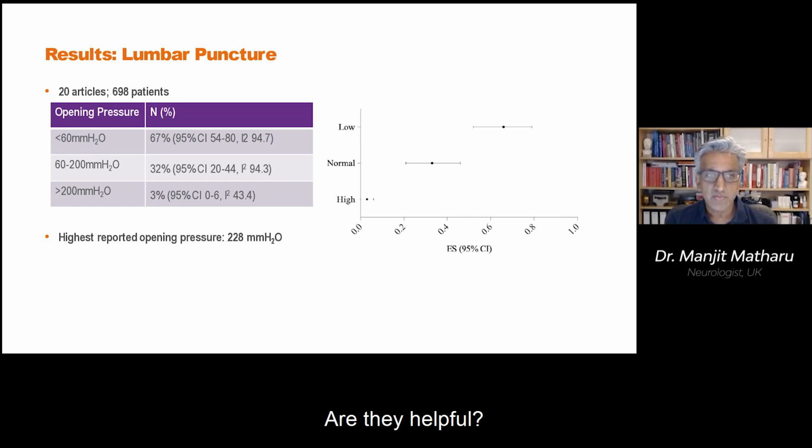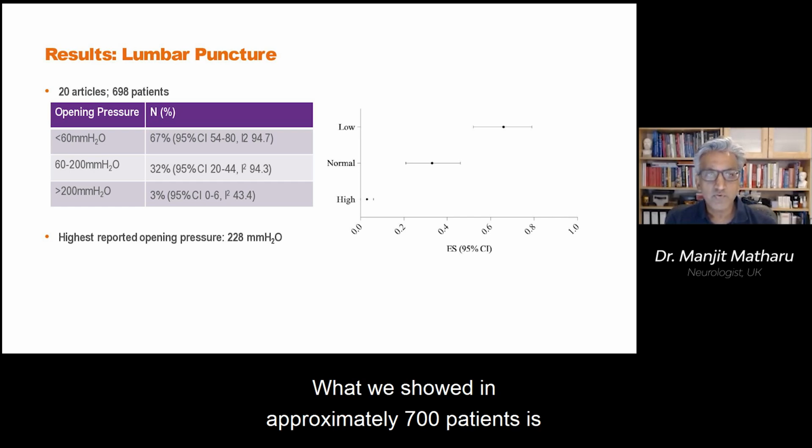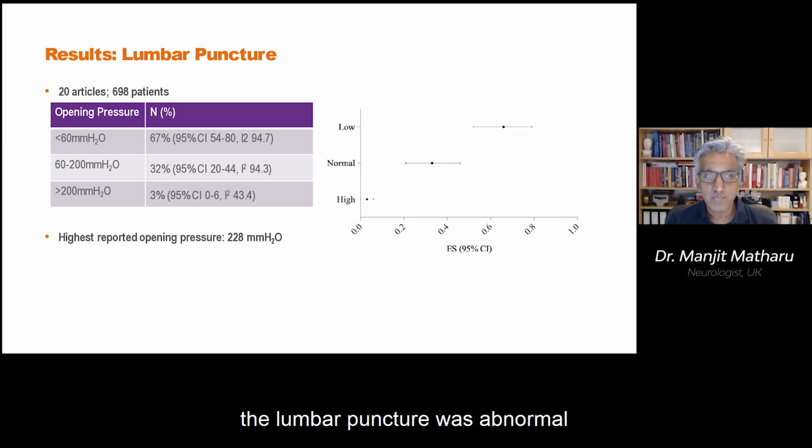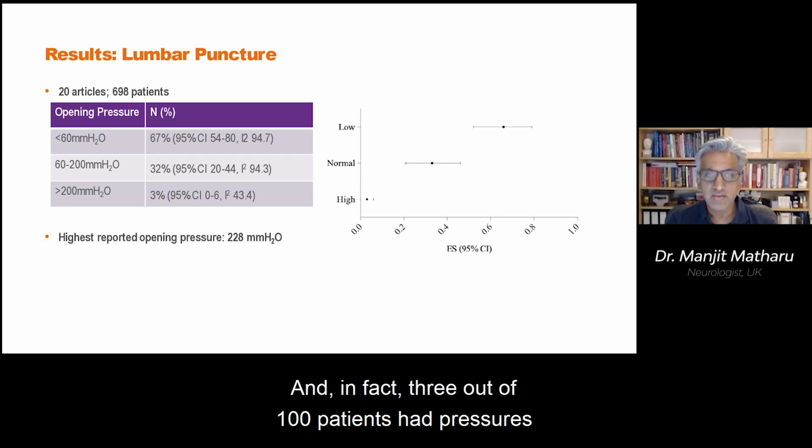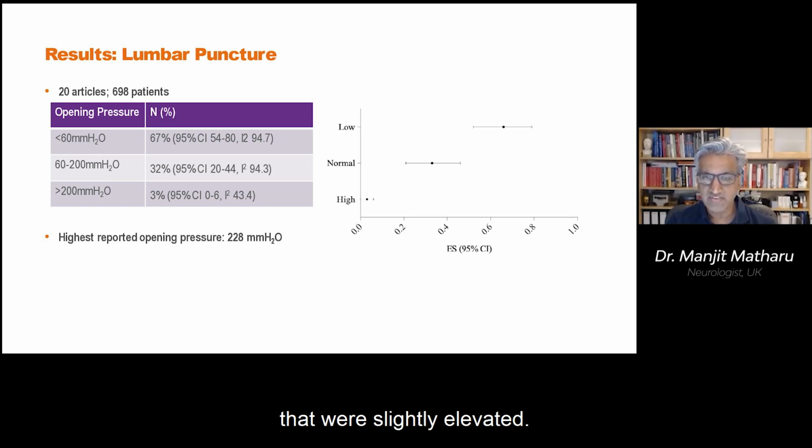Are they helpful? What we showed in approximately 700 patients is that even in patients who had a proven leak, the lumbar puncture was abnormal only in 2/3 of the patients. In other words, 1/3 of the patients who actually had a CSF leak had completely normal lumbar puncture pressures. And in fact, 3 out of 100 patients had pressures that were slightly elevated. Again, this emphasizes the fact that there is no investigation out there that will always give us a diagnosis.